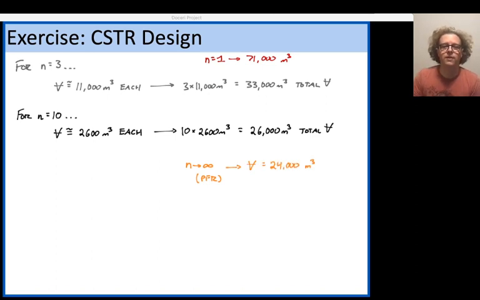And you'll notice what I've written there in orange, meaning as n approaches infinity. As this becomes a series of infinitely small CSTRs lined up back to back, your answer will converge down to a plug flow reactor. In other words, the way we're treating a plug flow reactor is as a whole, as basically an infinite series of CSTRs.